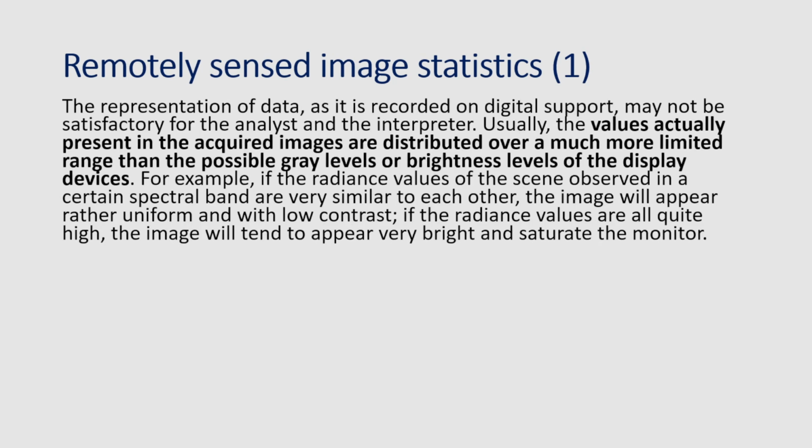The representation of data, as it is recorded on digital support, may not be satisfactory for the analyst and the interpreter. Usually, the values actually present in the acquired images are distributed over a much more limited range than the possible gray levels or brightness levels of the display devices. For example, if the radiance values of the scene observed in a certain spectral band are very similar to each other, the image will appear rather uniform and with low contrast. If the radiance values are all quite high, the image will tend to appear very bright and saturate the monitor.